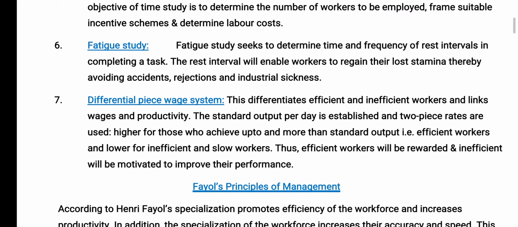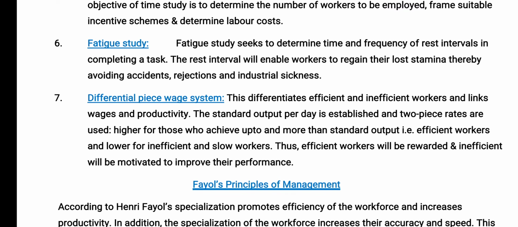Then the last is the differential piece wage system. It differentiates efficient and inefficient workers and links wages and productivity. The standard output per day is established and two piece wage rate systems are used: higher for those who achieve up to and more than standard output, that is efficient workers, and lower for inefficient and slow workers. Thus, efficient workers will be rewarded and inefficient will be motivated to improve their performance.